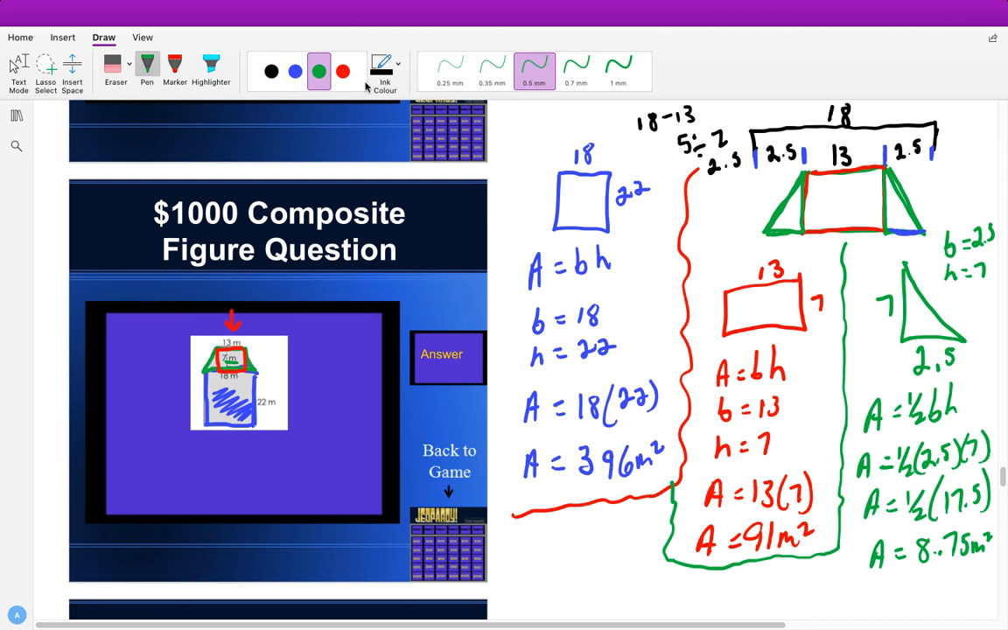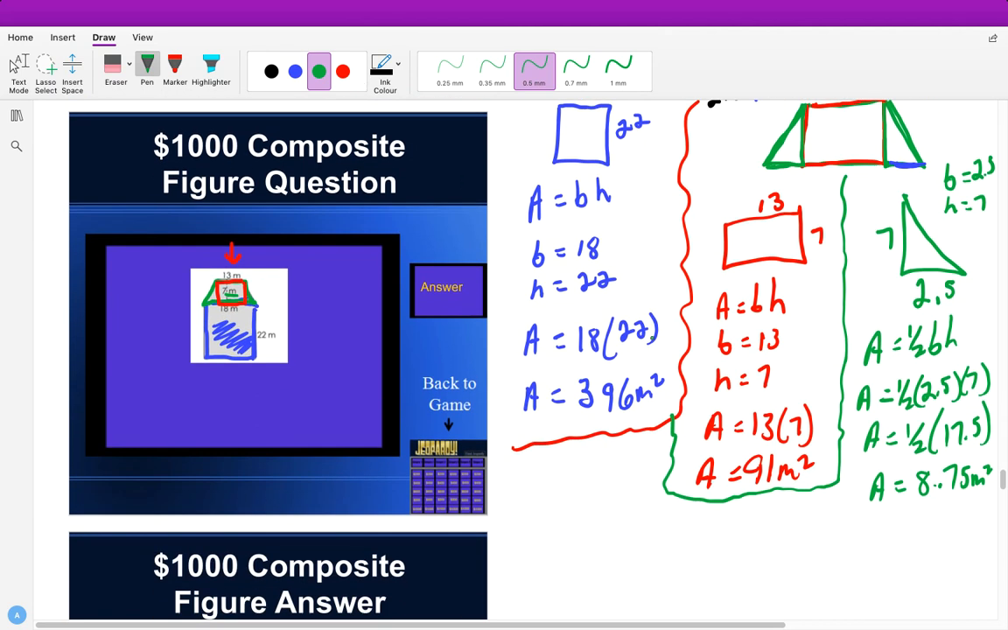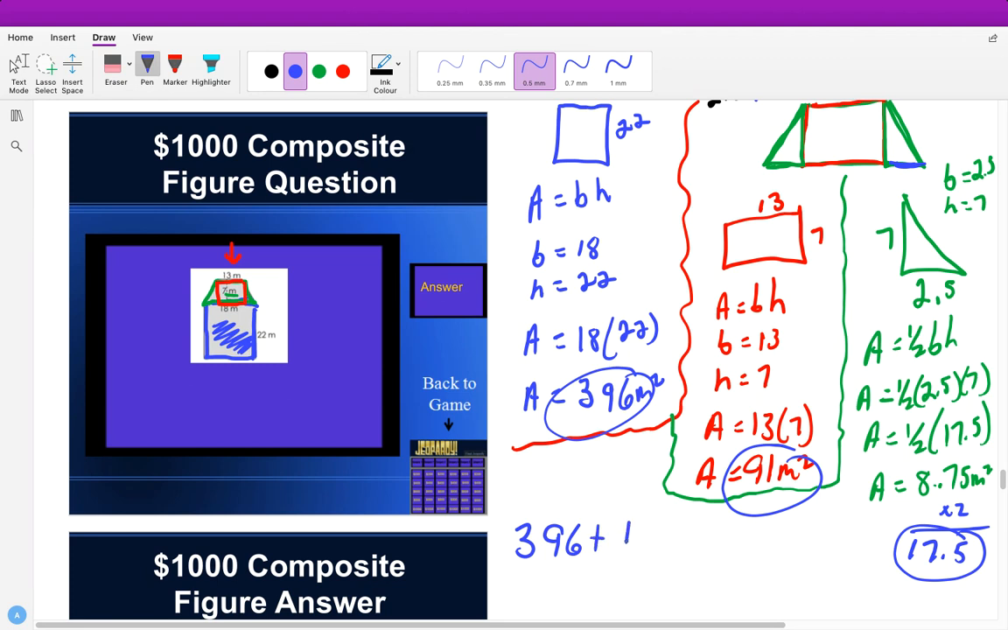Now remember, I have 2 of these triangles, so I will just multiply this number by 2. I know that the 2 triangles have an area of 17.5. So I will add these 3 together: 396 plus 91 plus 17.5. And that will give me an area of 504.5 meters squared.